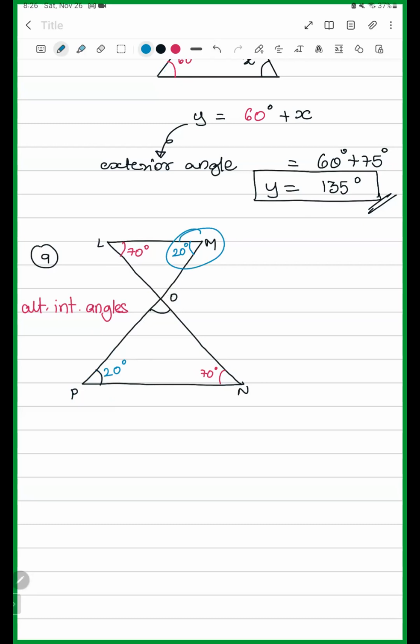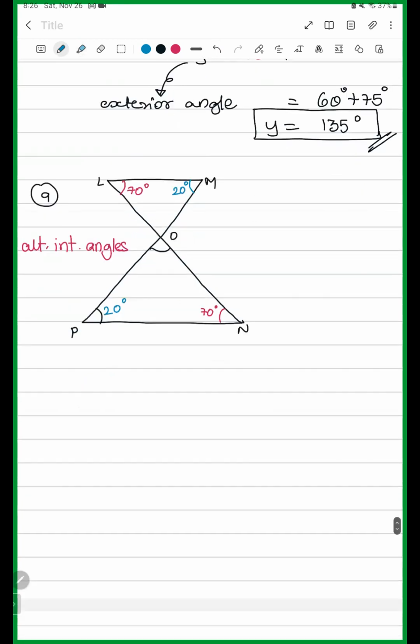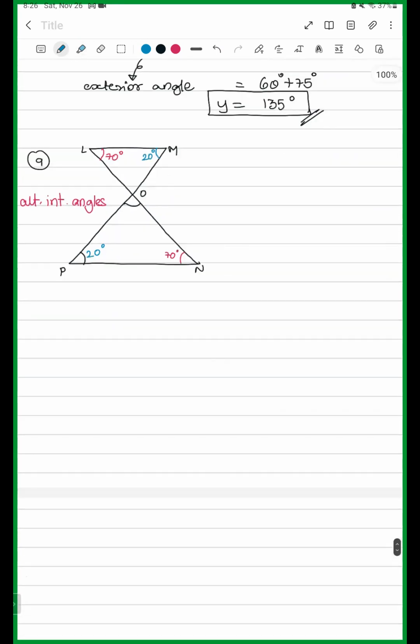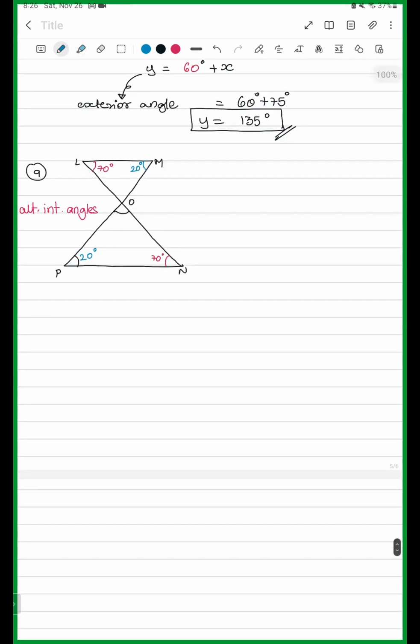Why are they alternate interior angles? Because we just found out that these two lines are parallel. Yeah, parallel, and this thing over here is the transversal. So yes, they are alternate interior angles. Okay, fine. So we found one thing. What about the second one? This one. How do we find it?